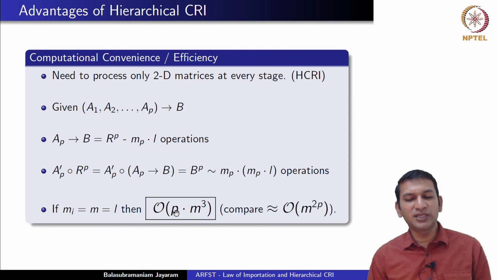Compare this with the usual CRI, which is M power 2P. So it is clear that m cube is the one that is going to dominate depending on the granularity. So essentially it is m cube, and p if it is of the order of m, then it is m power 4 max, whereas here it is actually going to increase exponentially.